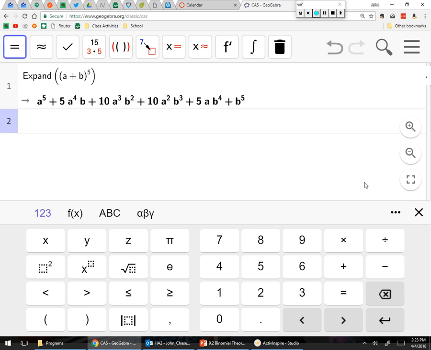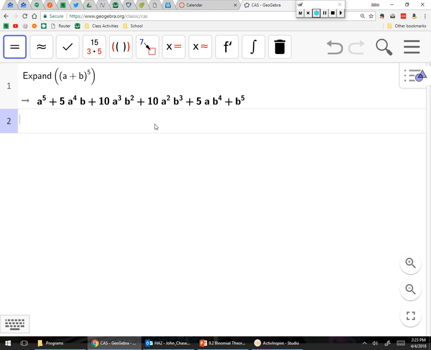This is GeoGebra. You guys have used GeoGebra, right? You've seen me use it maybe. It has a computer algebra system built in. You can also do it on Wolfram Alpha if you like. You can ask it to expand (3p² + 1) to the 10th.